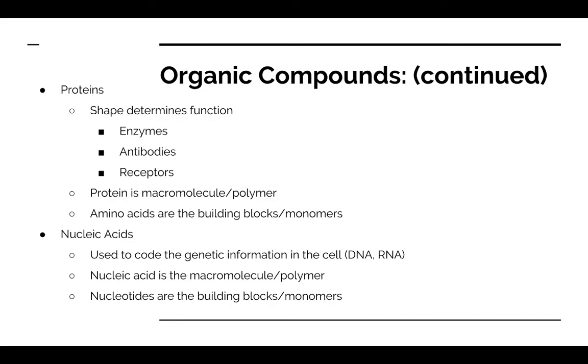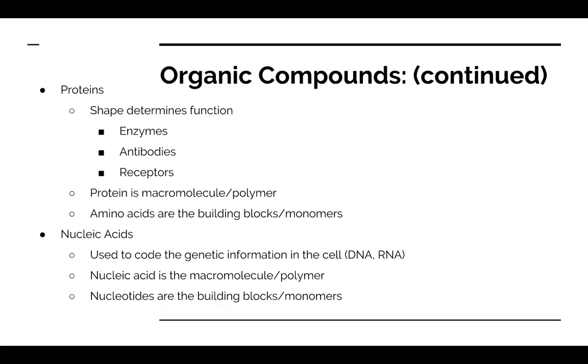Proteins. One of the key ideas of proteins is that shape determines function. This is true with three different kinds of proteins that we really talked about in class: enzymes, antibodies when we talked about immunity, and also receptors on the cell membranes. Remember that protein is the macromolecule or the polymer, and amino acids are the building blocks or the monomers.